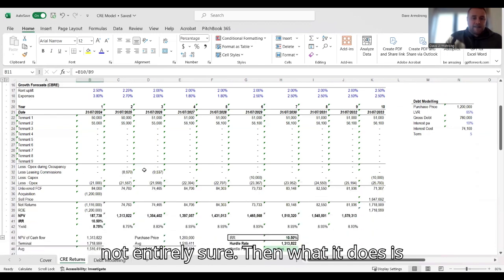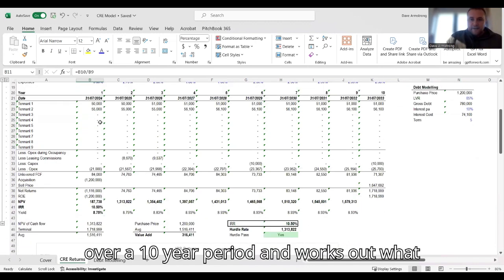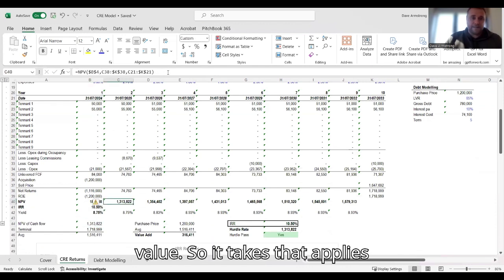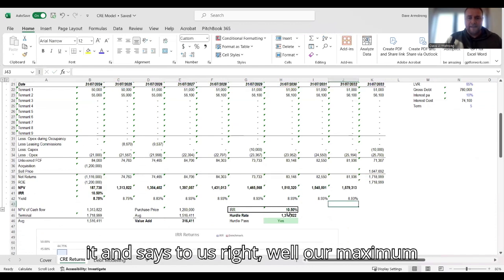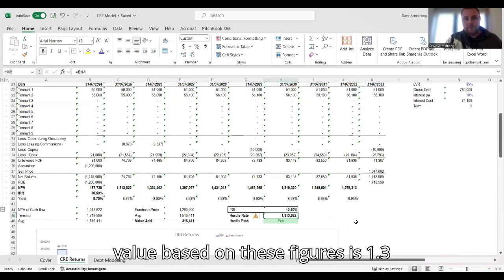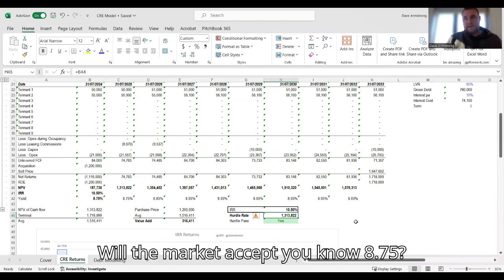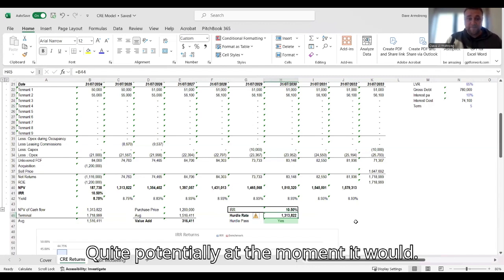Then it works out your discounted cash flow over a 10-year period and works out what we call the net present cash value. It takes that, applies it, and says to us, right, our maximum value based on these figures is 1.3 million. So we're within our hurdle rate. Will the market accept 8.75? Quite potentially at the moment it would.